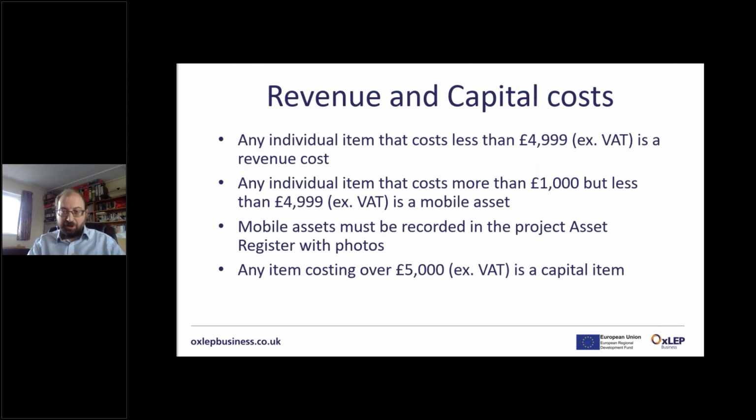Okay, so if you're buying some equipment and no single piece of equipment costs £5,000 or more, then it will all be revenue costs. However, within that, if you have an individual item that costs more than £1,000 but less than the £4,999 threshold, it's what's deemed to be a mobile asset.